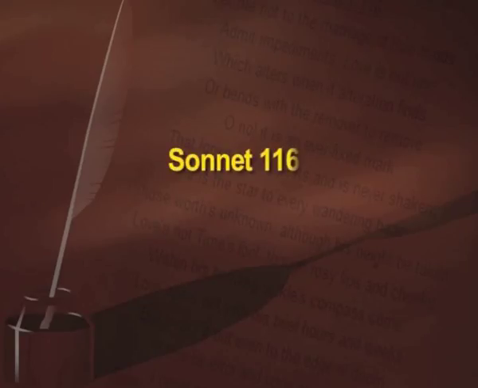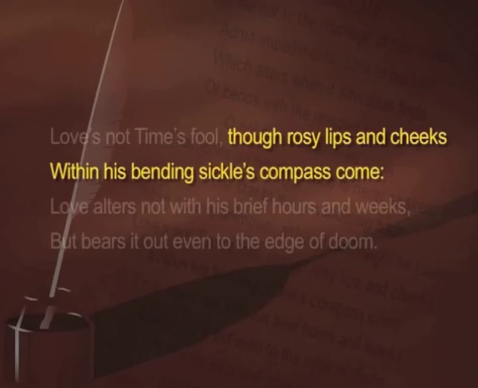There is, of course, a problem with this entire sonnet because we are being told what is real love. Real love is something which cannot be measured, which cannot be defined, which cannot in any ways be verified empirically, and yet its attributes will tell us whether it is real or not. So in this quatrain of the sonnet, we are then discussing the effect that time has on love, or the lack of effect that time has on love. Time in no way can alter love. To present this idea, we are told first of all that love is not time's fool, though rosy lips and cheeks within his bending sickle's compass come.